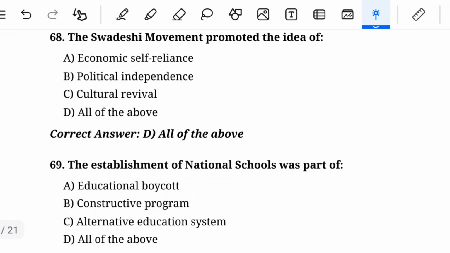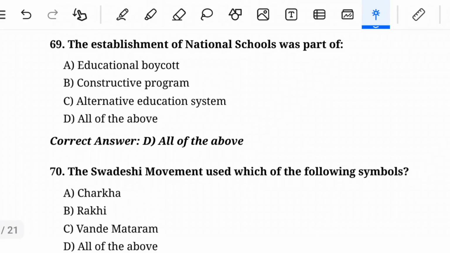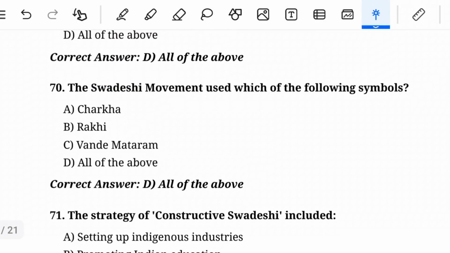68. The Swadeshi movement promoted the idea of: A. Economic self-reliance, B. Political independence, C. Cultural revival, D. All of the above. Correct answer, D. All of the above. 69. The establishment of national schools was part of: A. Educational boycott, B. Constructive program, C. Alternative education system, D. All of the above. Correct answer, D. All of the above.